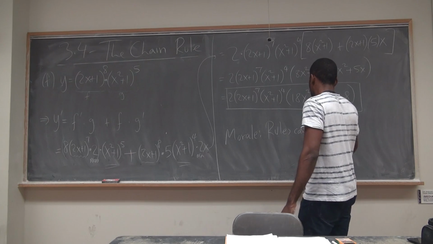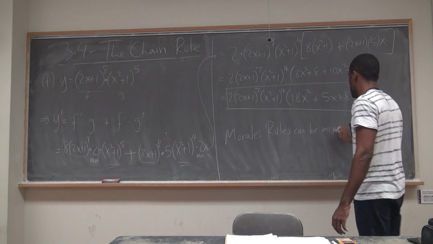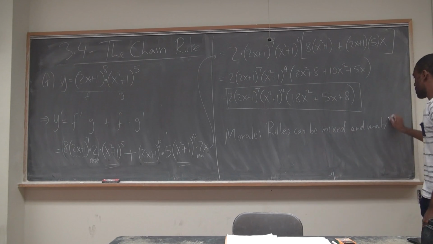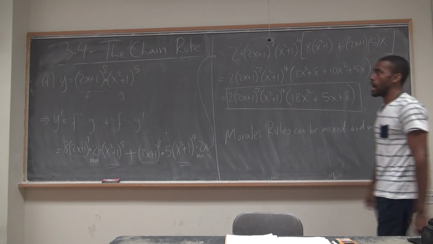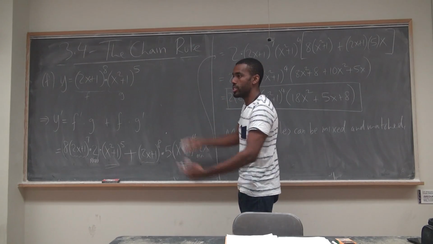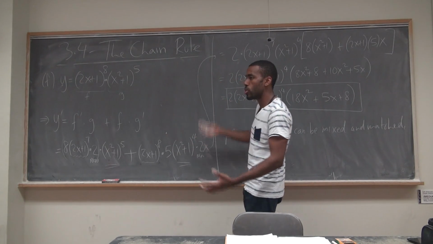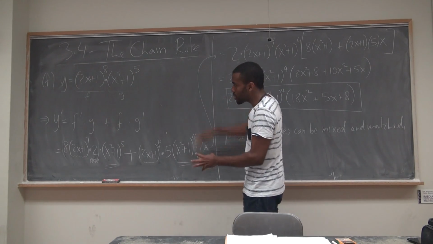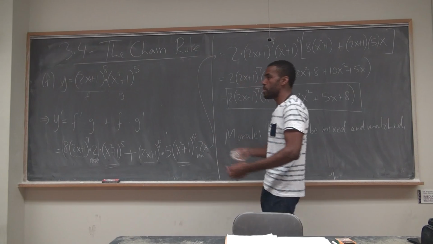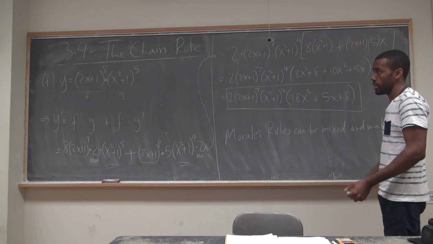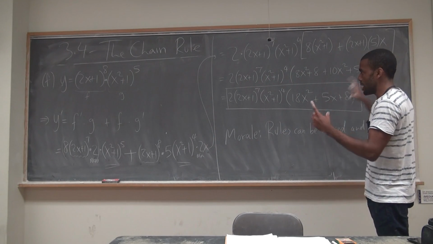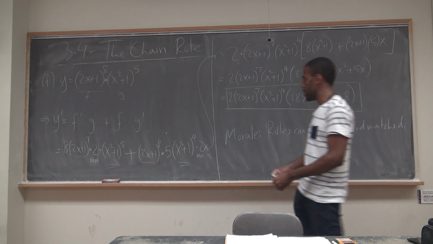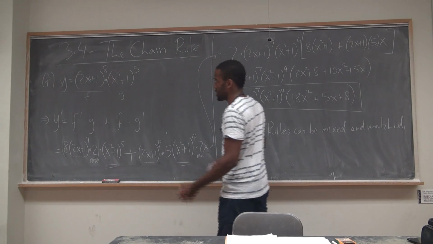Rules can be mixed and matched. There are problems where I have to do both the product rule and the chain rule. Or both the chain rule and the quotient rule. Or the product rule and the quotient rule and the chain rule. Or an exponential rule with a product rule. You can mix and match them. The functions can get pretty complicated. So those rules that I put in a box, you really need to know them and be able to see when you need to apply them.